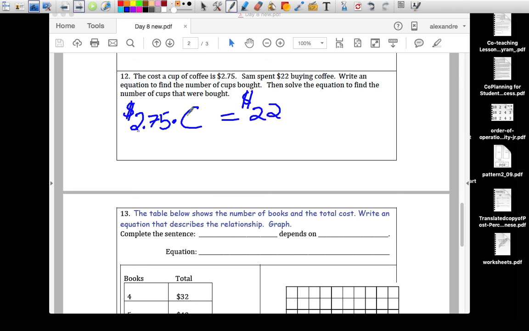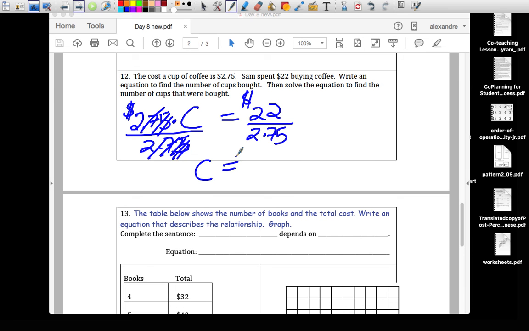What kind of equation is it? This is a multiplication equation. It's 2.75 times C. Well, the opposite is division, so I'm going to divide both sides by 2.75. This crosses out, becomes just simply 1C, or C. On this side, I get $22 divided by 2.75. How many cups of coffee was he able to buy? I have no idea. Maybe 6.